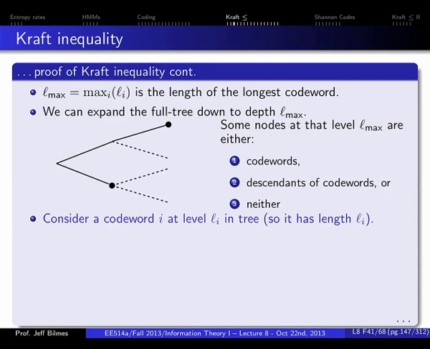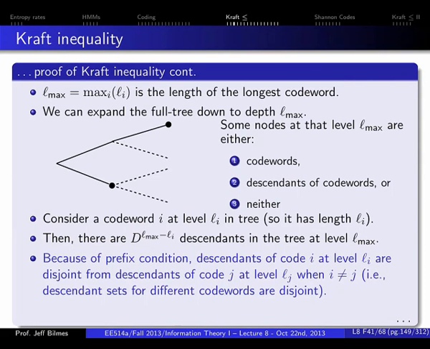So now consider a code word at level i in the tree, so it has length l_i. Then just looking at the combinatorics, at the next level down there are D descendants, and at the second next level there are D squared descendants, and going on and on from that particular code word at level i all the way down, there are D to the L max minus l_i total descendants. So every code word of length l_i has D to the L max minus l_i descendants at depth L max.